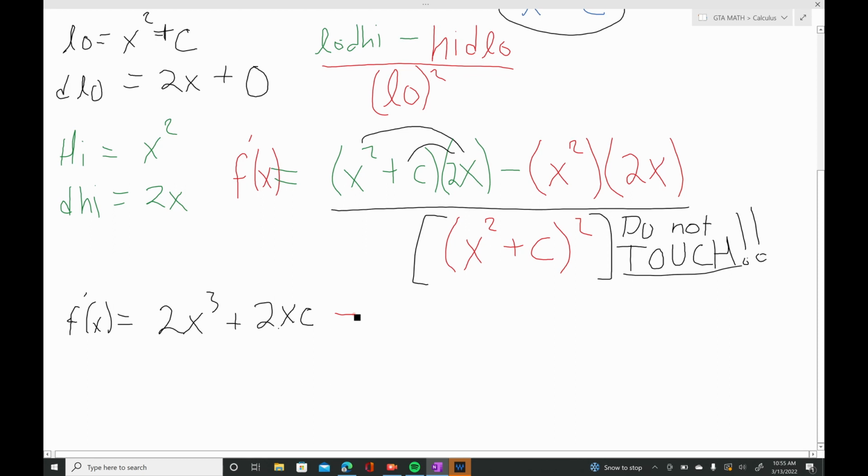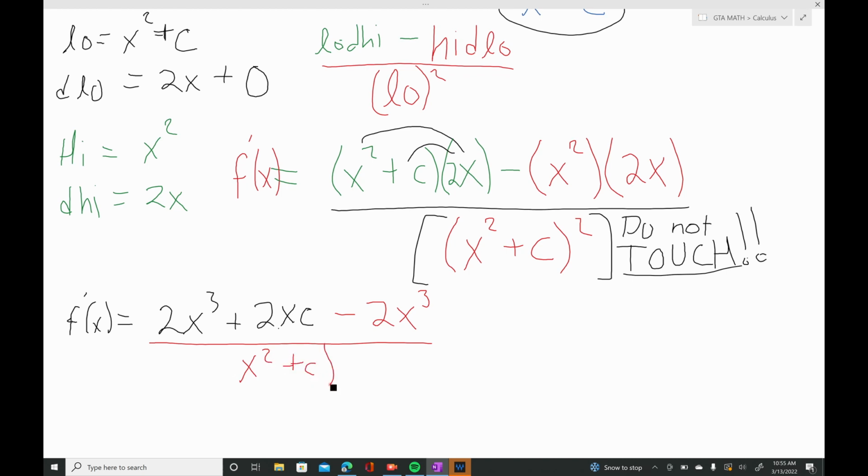And then we're going to have this minus sign here. And then 2x times x squared is going to give us 2x cubed. We're going to leave a minus sign in front. All of this over x squared plus c squared. I see some things that can cancel out. This negative 2x cubed and this positive 2x cubed, these cancel each other out.